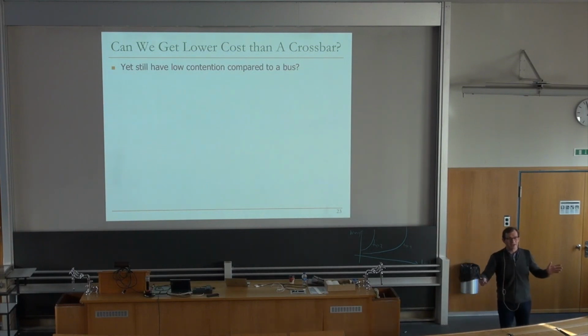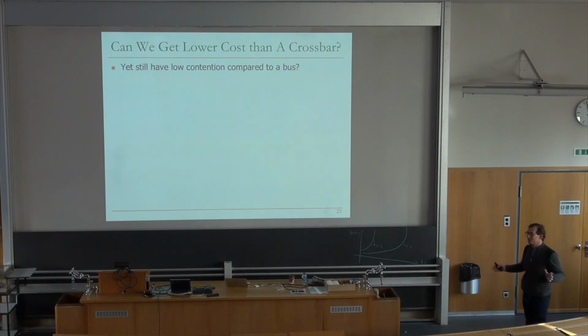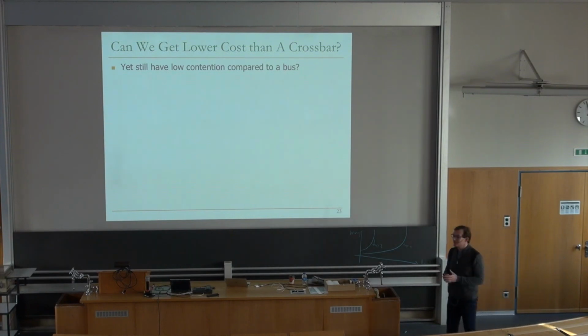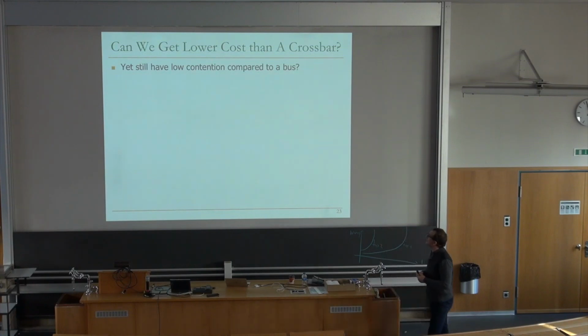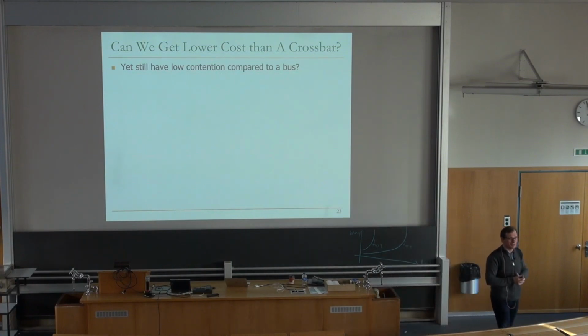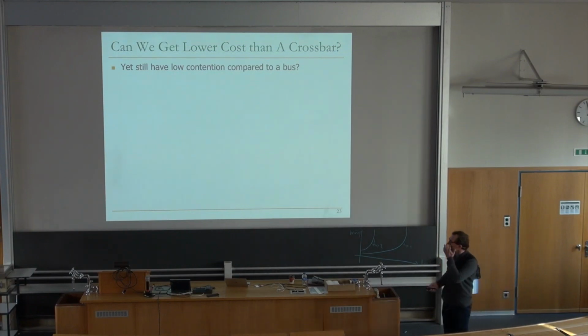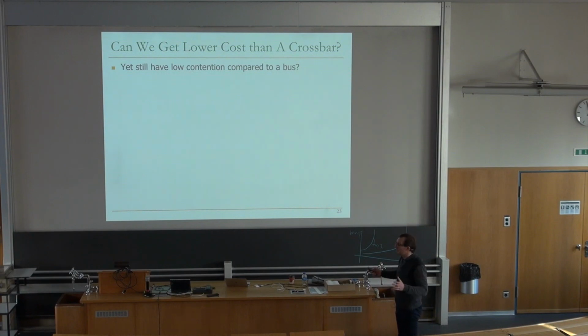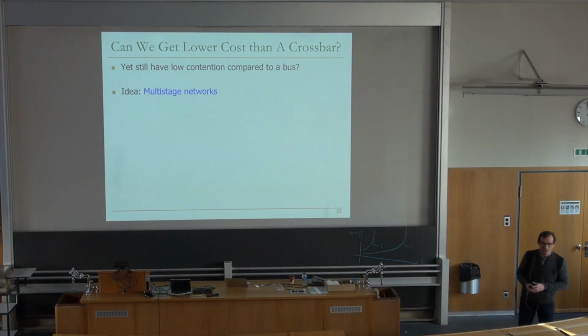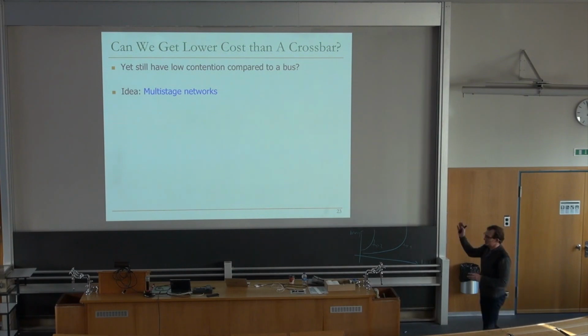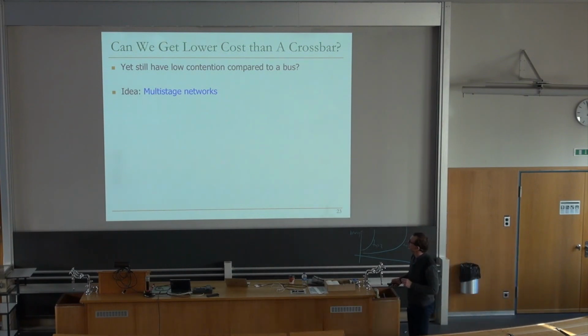So now we have the crossbar. It's good for small-scale networks, but it's still not scalable. Can we get lower cost than a crossbar, yet still have low contention compared to a bus? We don't want to go through the bus, but we don't want to build the crossbar for a 1,000 by 1,000 network, but we want to be somewhere in the middle. And the idea that has been developed is called multistage networks. It's a really old idea. I'm going to cite a paper from the 1970s on this.